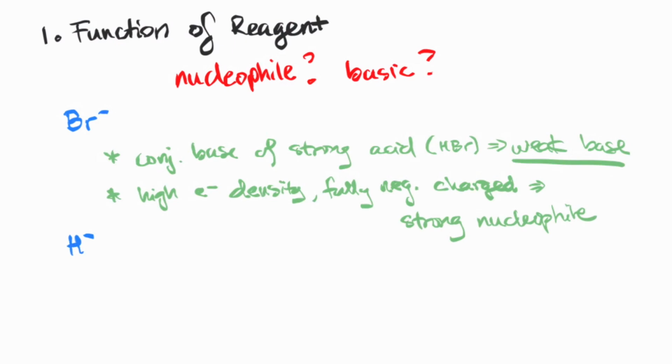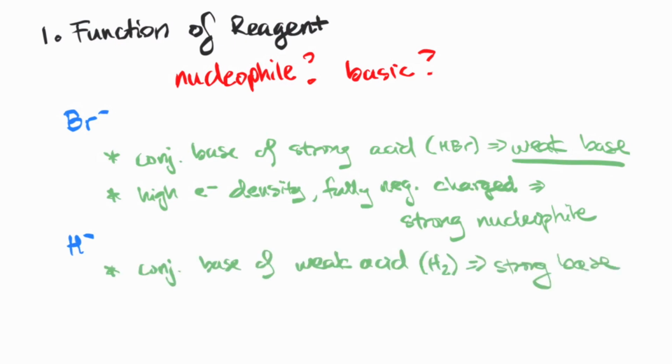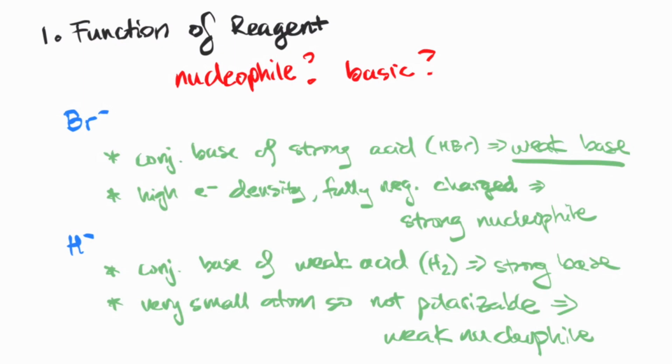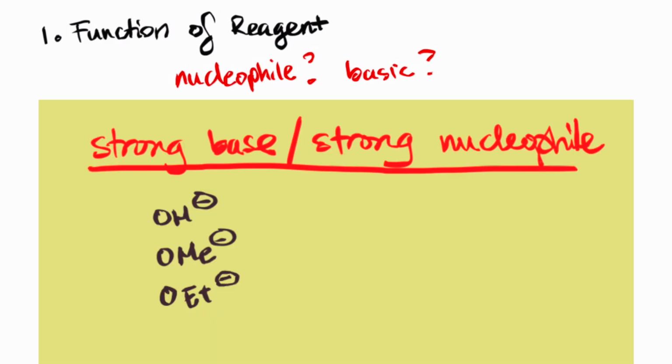On the other hand, let's take a look at hydride ion. We know that it is a conjugate base of a weak acid, namely H2, so therefore it will be a strong base. However, it is an extremely small atom, and so therefore not polarizable. If it is not polarizable, it doesn't have that electron density to be a good nucleophile. So it is a weak nucleophile, strong base. Alright, so these are two examples, but you can also have examples where something is a strong base and a strong nucleophile, as we have discussed in the previous lecture about the hydroxides and the alkoxides. And then you can also have something that is a weak base and weak nucleophile.